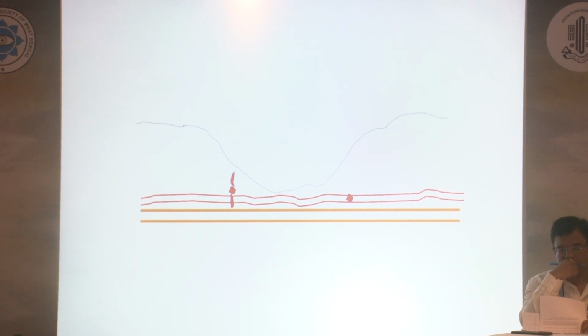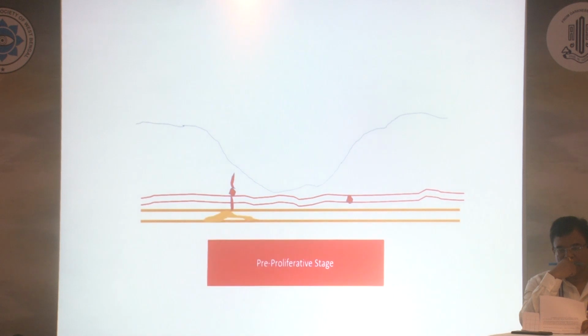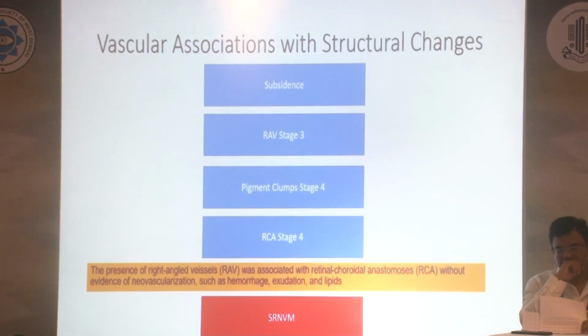So when you do an OCT, you see all the plexus is in the wrong place, that is in the avascular zone. And finally, you have a double layer sign, or a DLS. And after that, it goes for the CNVM. So what does it mean? Everything in blue is pre-proliferative, the things that happen before the CNVM: the subsidence, the right angle vessel, the pigment clumps, and the RCA. And red is the SRNVM.